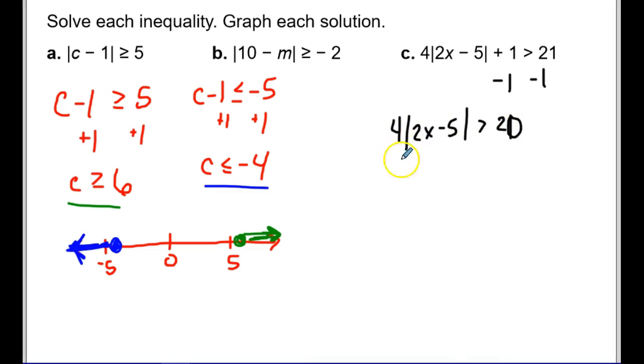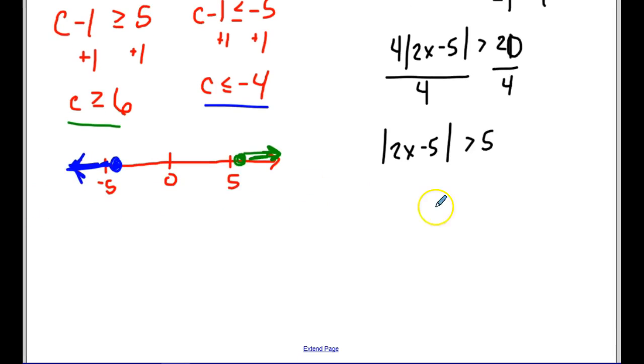So now my absolute value is still not by itself. So I divide everything by this 4. So now I have absolute value of 2x minus 5 is greater than 5. Once I'm at this point and the absolute value is the only thing on one side of the equation, now I can set up my two problems. So I have 2x minus 5 is greater than 5. And then I have 2x minus 5. Switch the sign and switch the sign. So that's kind of just a way you can always remember it.